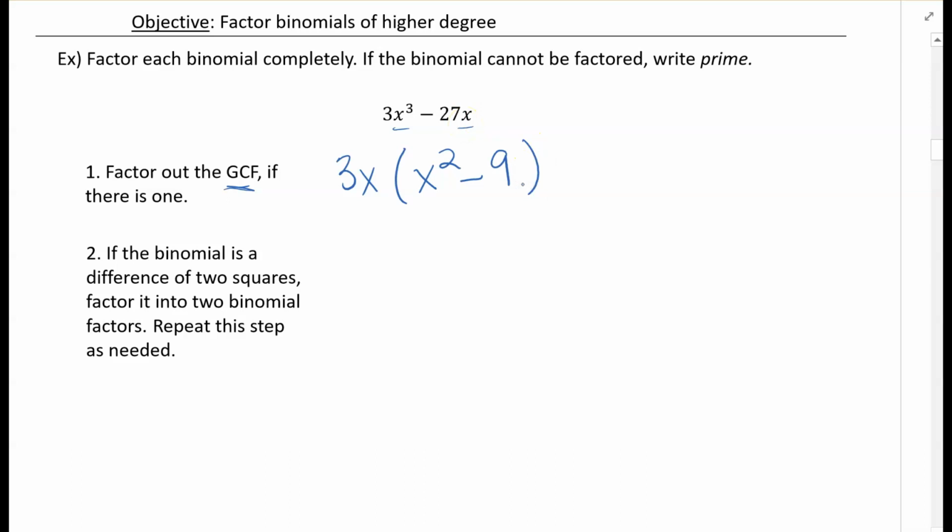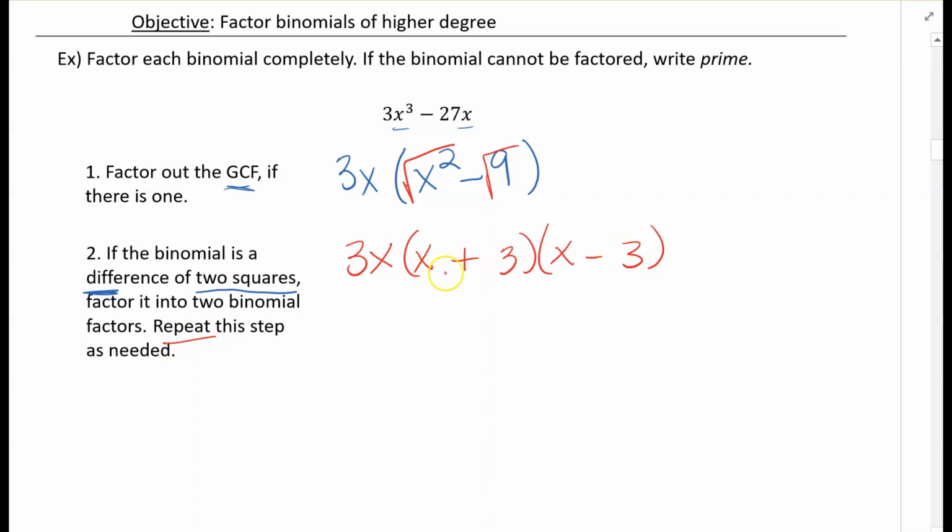And then you want to check for DOTS, difference of 2 squares. Do you have a difference? I have a subtraction, okay? Then I want to see, do I have 2 squares? X squared is a perfect square, and 9 is also a perfect square. So I can use my difference of 2 squares to factor it out. So I take the square root of x squared, which is just going to be x, and then the square root of 9, which is going to be 3, and then I need an addition and I need a subtraction.